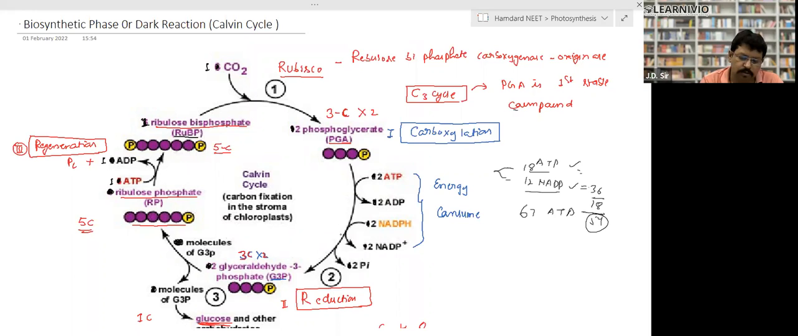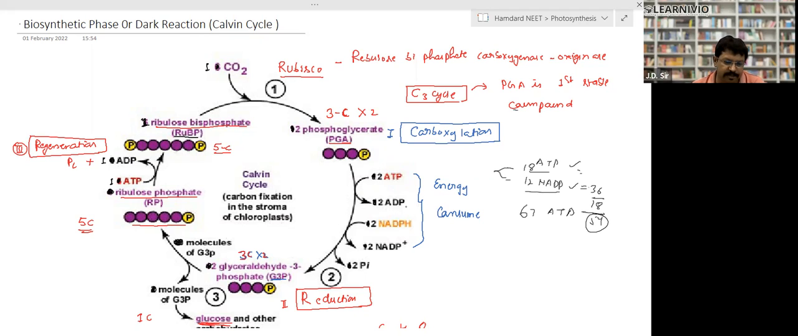Next, now look, you can see over here that this carbon dioxide combined with RUBP, ribulose biphosphate. Then two molecules of phosphoglycerate are formed. And now what happens? 2 ATP break down into ADP, meaning generation of energy takes place and phosphate gets released, right? So here ATP becomes ADP and energy is released. Again, NADPH breaks down into NADP.